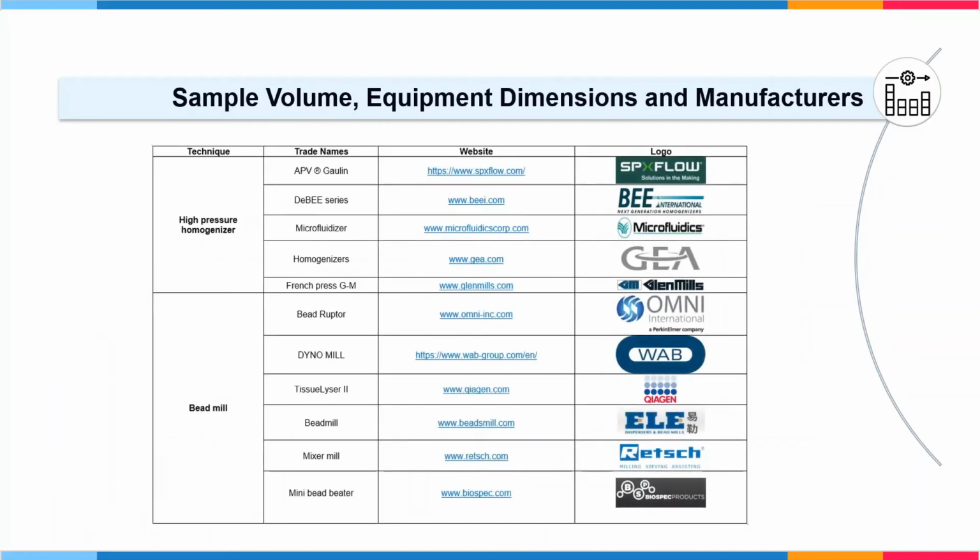Here's a table listing the most common trade names for both technologies, as well as their responsible companies and websites. For high-pressure homogenizing, SPX Flow, which is selling the APV Gaulin model, has the greatest popularity in the market, together with Microfluidizer. For agitation bead milling, the DynoMill product, by WAB Group, is one of the most sold.